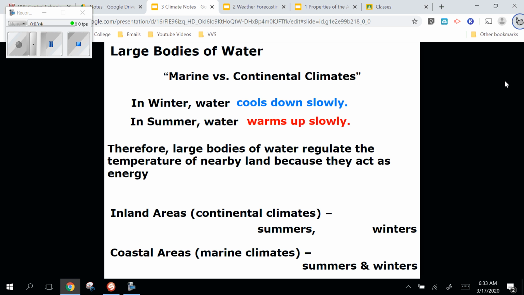And then in the summertime, those bodies of water are going to absorb a lot of energy, and it's going to keep your summers from getting too hot. Right? They act as energy reservoirs. They're very good at holding energy and slowly releasing it. All right? So we end up having what's called a continental climate in an inland area, where we get really, really warm summers and really, really cold winters. And if you live in coastal areas, generally speaking, you're going to have milder summers and winters. They're not going to get too hot, not going to get too cold.